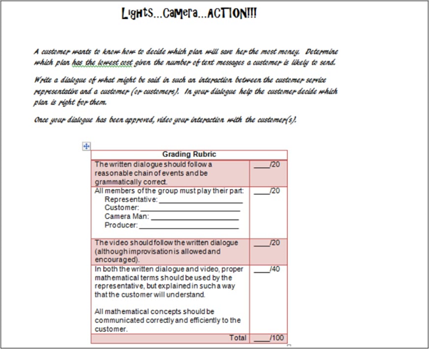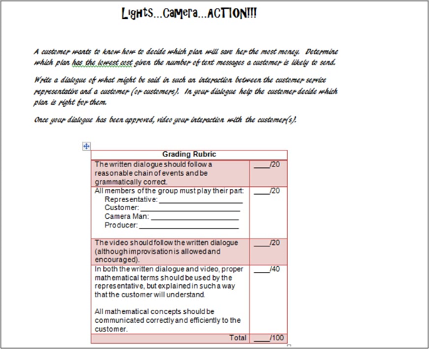The written dialogue should follow a reasonable chain of events and be grammatically correct. Remember, we talked about how logically a customer would walk into a store and they would say, "Hi, I'm so-and-so. I'm looking to see how much money I can save by going with this company. What kind of plans do you have?" That kind of thing. They're not going to walk in and be like, "Hey, I send like 20 text messages a month. What you got?" Probably not. Okay? Think realistically what would happen inside of a cell phone store.